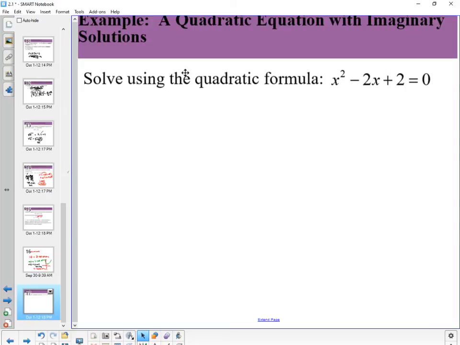We get the square root of -4. Y'all should be counting.